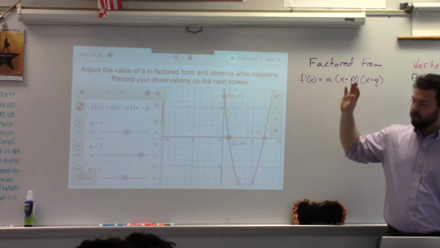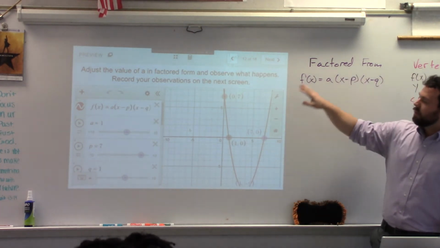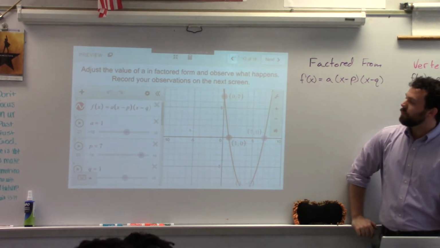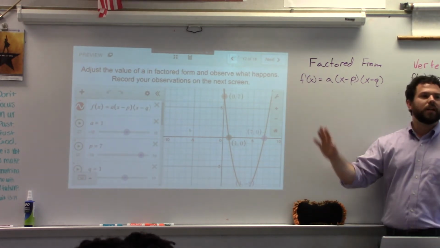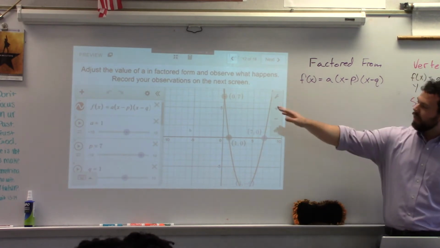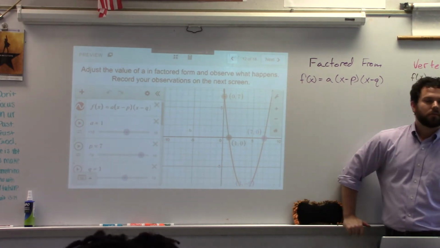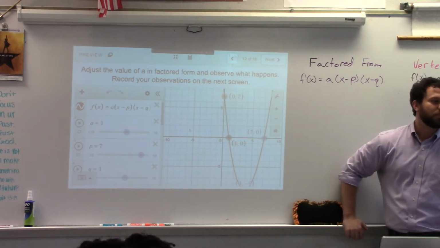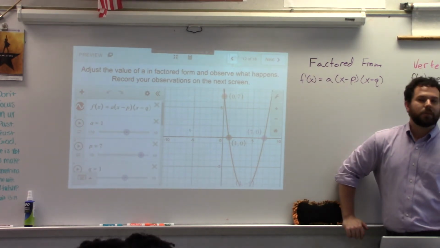Okay, so I want to talk about this. So we're going to get to the black and purple points in a second. Notice it right now says adjust the value of A in factored form and observe what happens without even doing anything. Does anyone have a prediction what that A might do? Wait, A is blue?